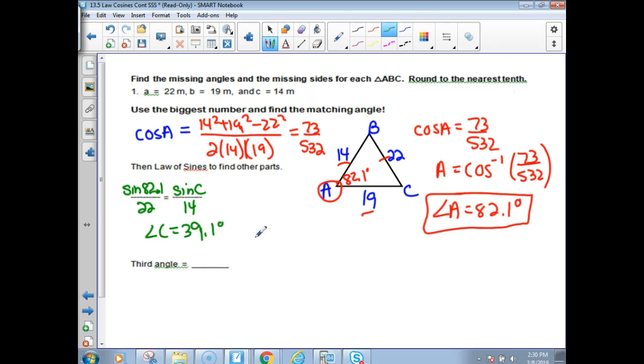And now we'll use the triangle angle sum theorem to find angle B. That would be angle B. You're going to go on your calculator and do 180 minus 39.1 minus 82.1. Or you can add those together first and then subtract it. When I did it, I got 58.8 degrees.